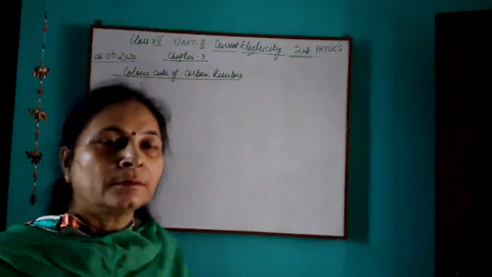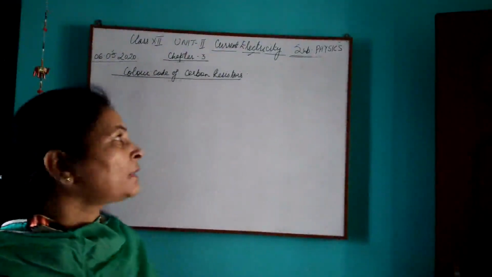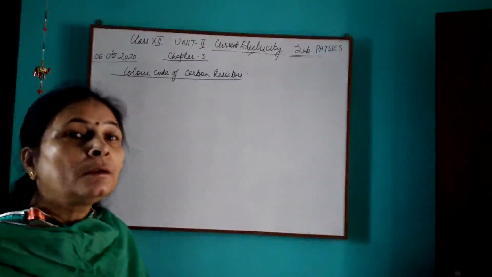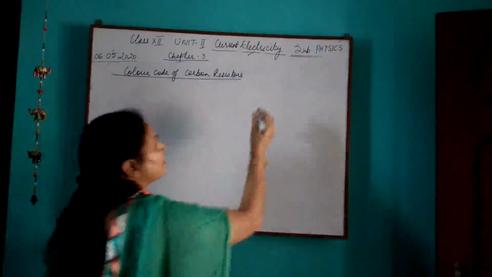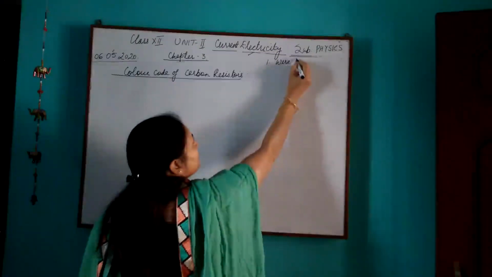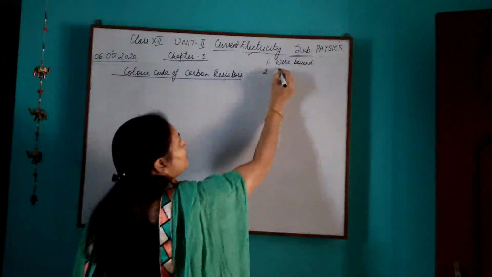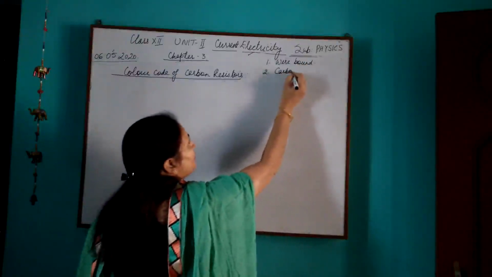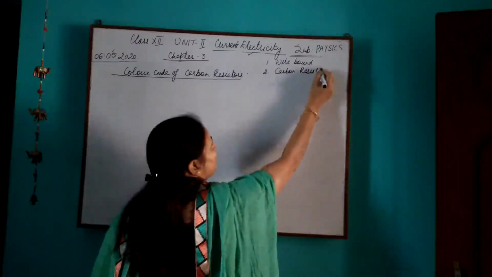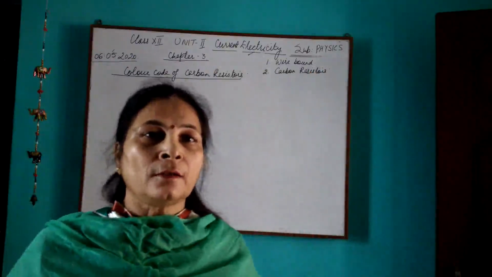Good morning, children. As you all know, yesterday we talked about the types of resistance, and I told you that there are two types of resistors. One is wire bound resistors and number two is carbon resistors. Wire bound resistors are simple windings of a wire of given material.